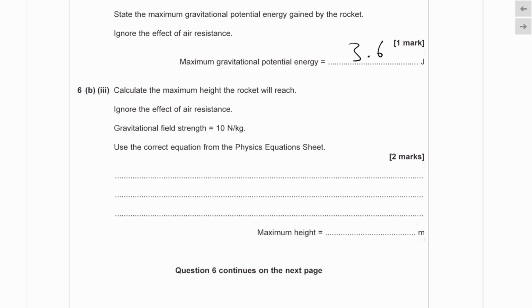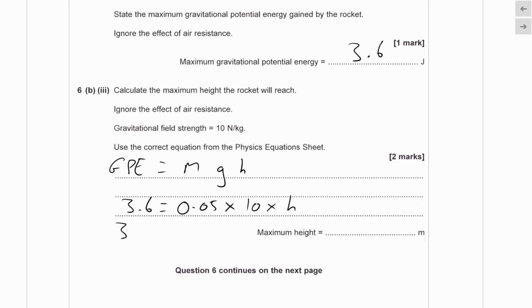Okay, so this time we use the gravitational potential energy equation. GPE is equal to mgh, alright? Mass times gravitational field strength times the height. And so now we sub in our numbers because we know what the maximum gravitational potential energy is. It's 3.6, equal to our mass, which was 0.05, times gravitational field strength, which is 10, times our height, which is what we want.